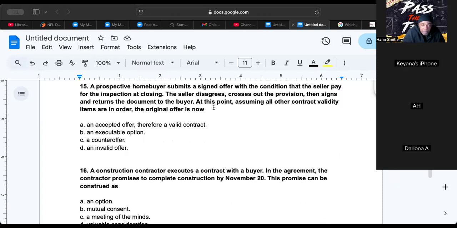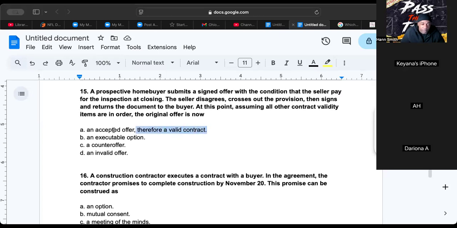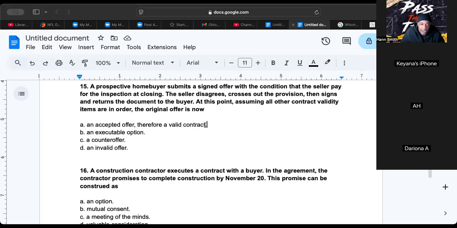A prospective home buyer submits a signed offer with the condition that the seller pay for the inspection at closing. The seller disagrees, crosses out the provision, then signs and returns the document to the buyer. At this point, assuming all of the contract validity items are in order, the original offer is now A, an accepted offer, therefore a valid contract, B, an executable option, C, a counter offer, or D, an invalid offer. I'm going to get rid of this one, an accepted offer, therefore a valid contract.